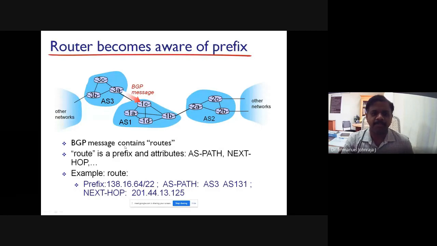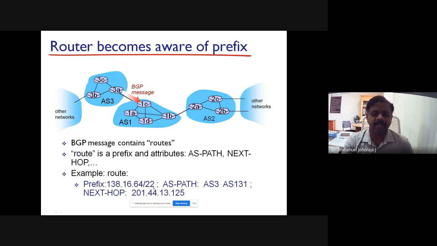All right, so a BGP message contains routes. We know that a route is a prefix and attributes. Yes, we have just seen that the prefix and the attributes are connected. For example, a route could be like this: 138.16.64.0/22 could be the prefix.